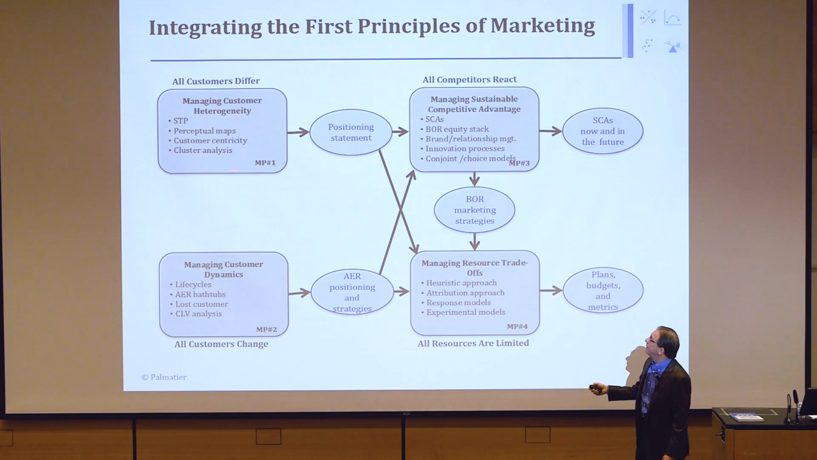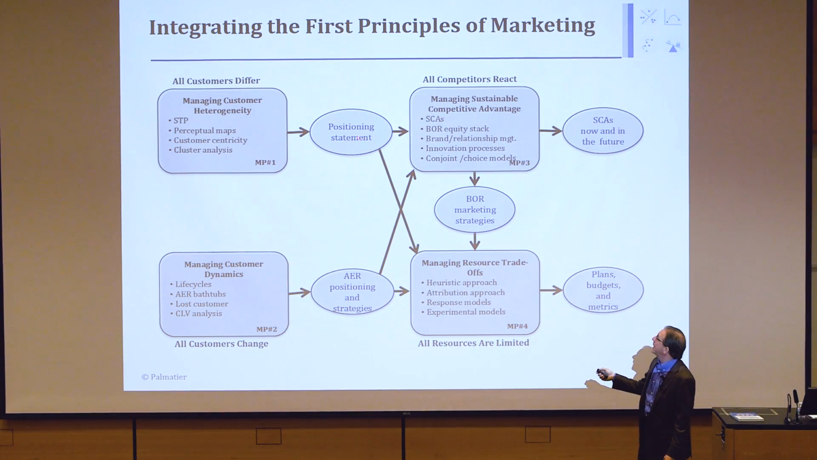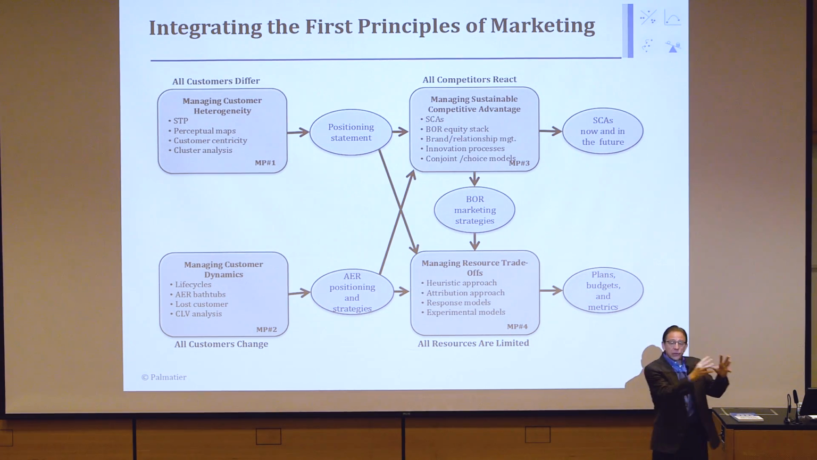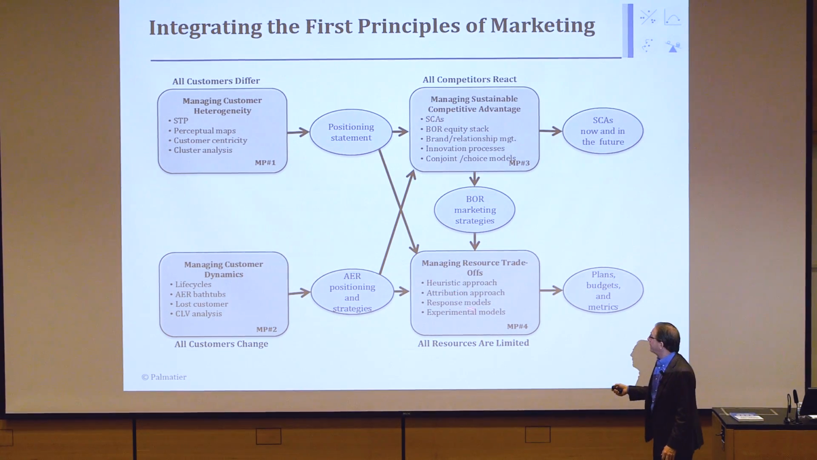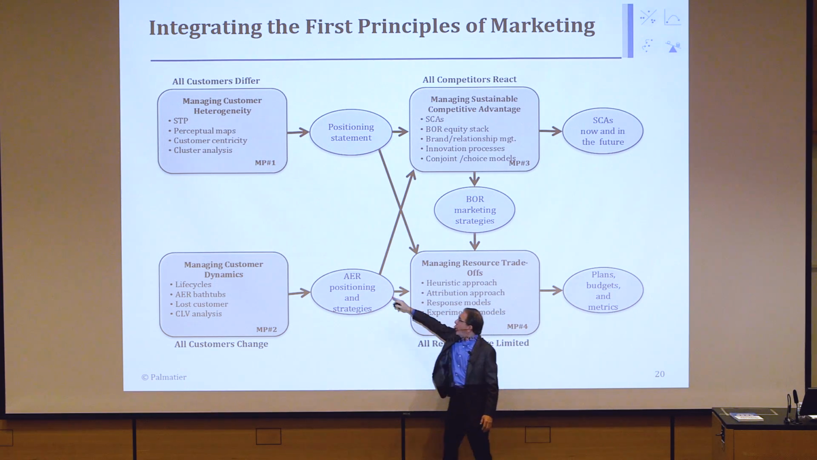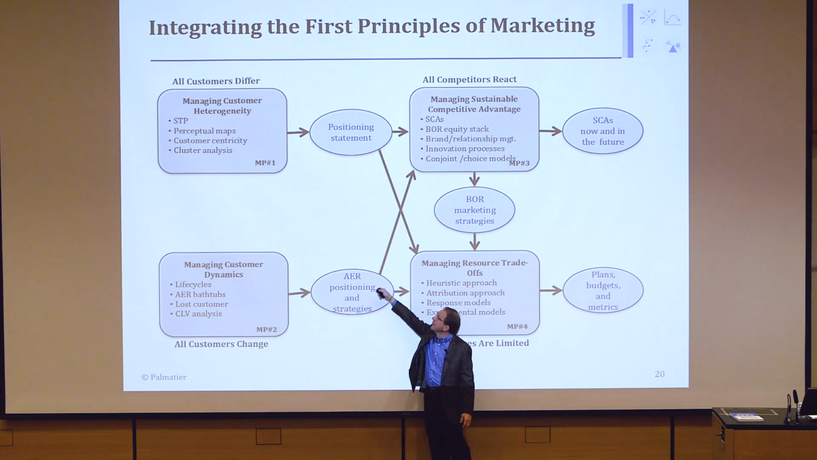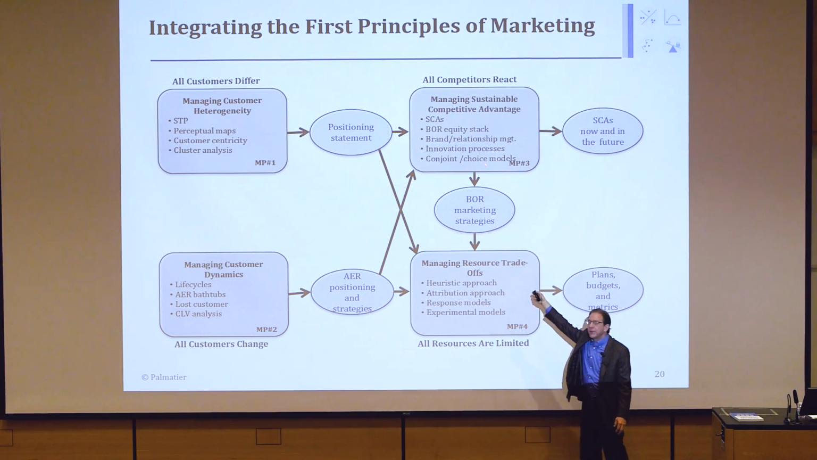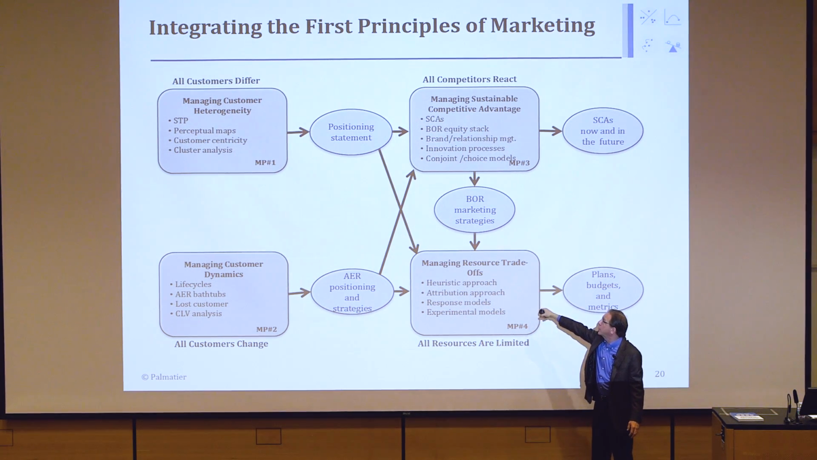You do market principle 1. That drives a positioning statement. That positioning statement's used for understanding how you're going to build walls around your business, because your positioning statement tells you who your customers are and how you're competing, so that tells you how to build your walls. It also gives you input into your resource trade-offs. Market principle 2 on customer dynamics gives you positioning and strategy statements around acquisition, expansion, and retention. This one's for the whole market. This one's for your existing customers only. They also feed into how you're going to build sustainable competitive advantage and how you make resource trade-offs.